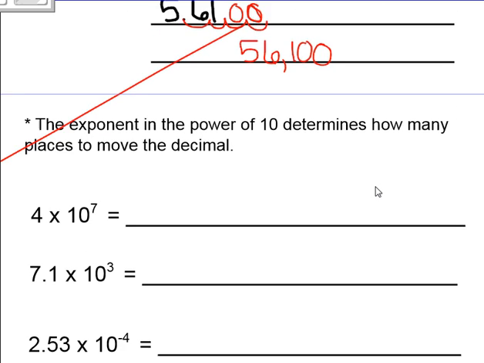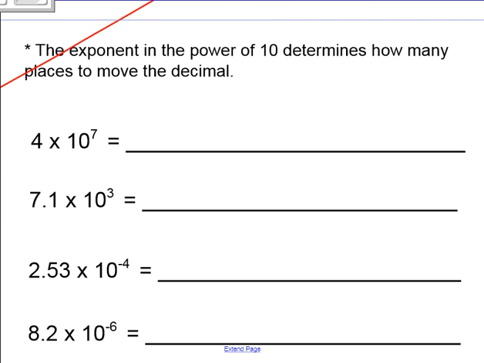So we have some more examples down here. Let's try those. So I'm going to start with the 4. And remember, if there's no decimal written, it's right here at the end of the problem. And now I'm going to move that decimal place 7 times, because what this really means is 4 times 10, 7 times. So it's times 10, times 10, times 10, times 10, times 10, times 10, and times 10. So we're going to move this decimal 7 times.